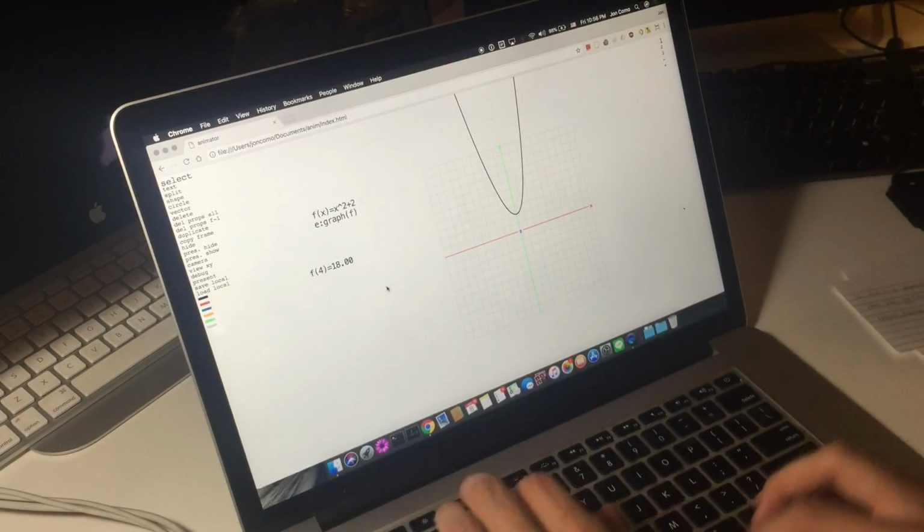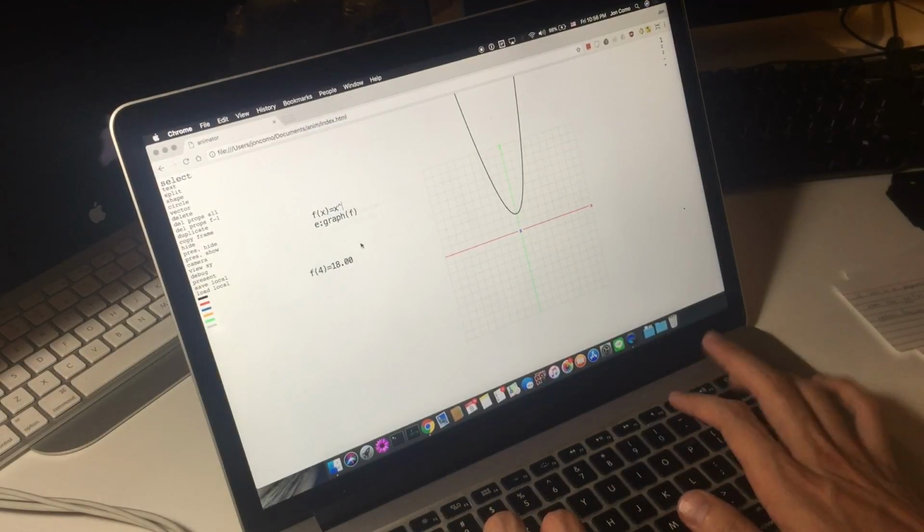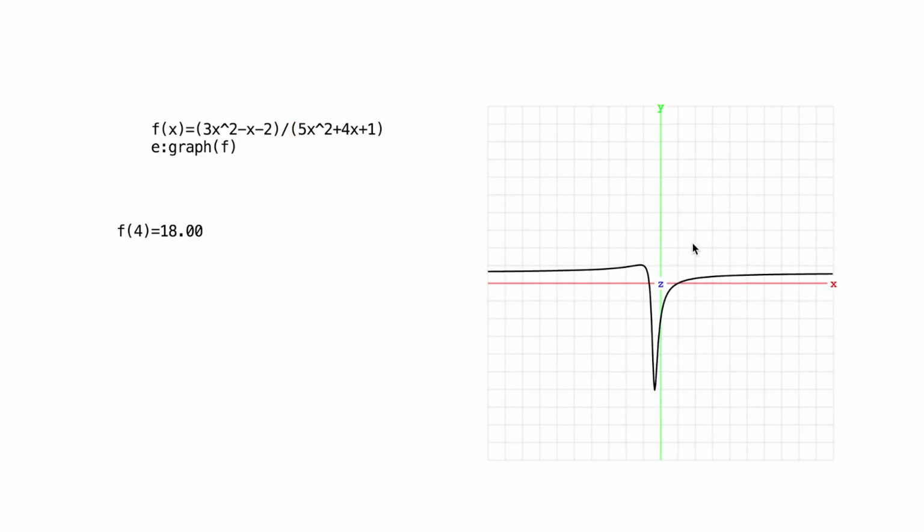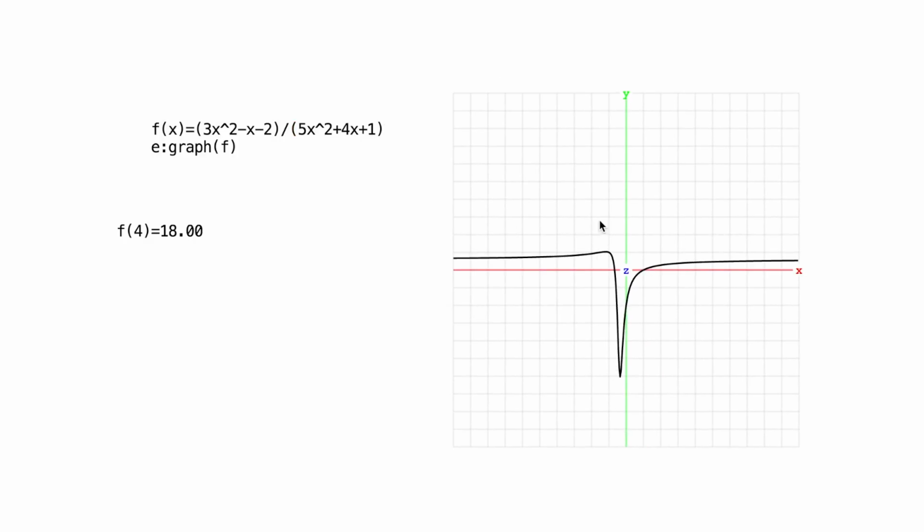Let's plug this function in and just check it out here. We've got 3x squared minus x minus 2 over 5x squared plus 4x plus 1. We're asking, what does this function do? And it's a doozy of a function. I mean, look at this. This is an interesting function. But basically, we're asking, what does this thing do as x gets really, really huge? This was as x goes to infinity.